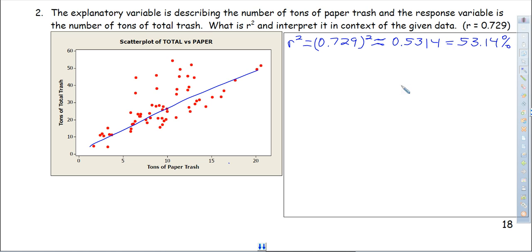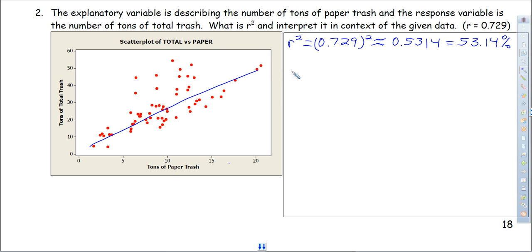And what does this tell us? So let's look at this real quick. What do we mean by the variation, as we're talking about before, the variability? Well, does the line do a perfect job of modeling the data? No, right? If it did, then every dot would be on the line. So we have this variability in our predictions using the tons of paper trash. There's this variation or variability in the tons of total trash about the prediction line. So that's what we mean when we're talking about the variation and variability.